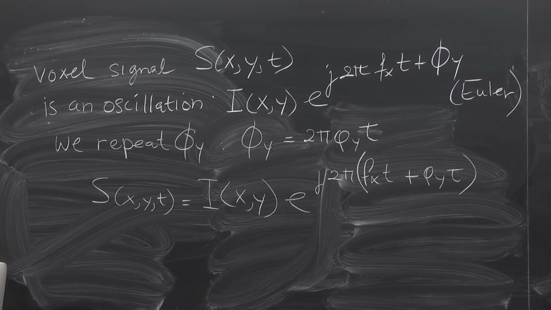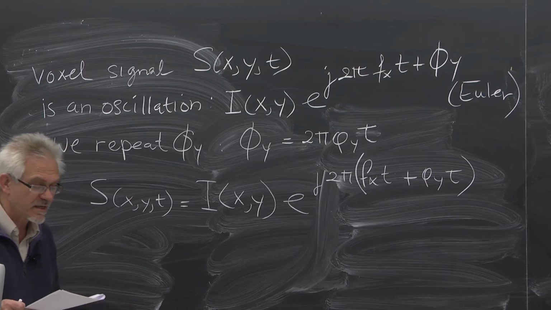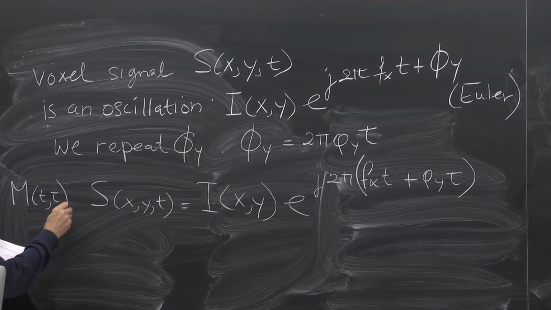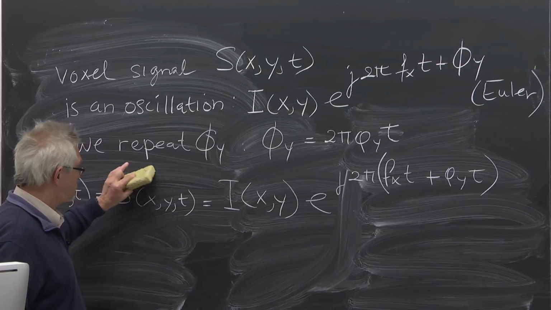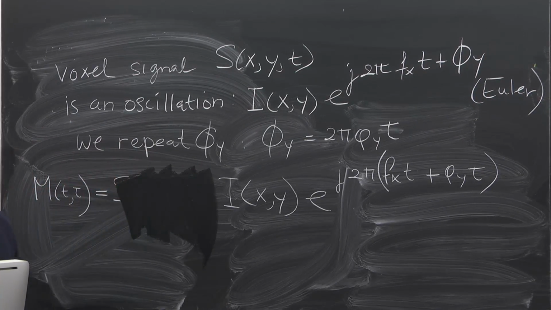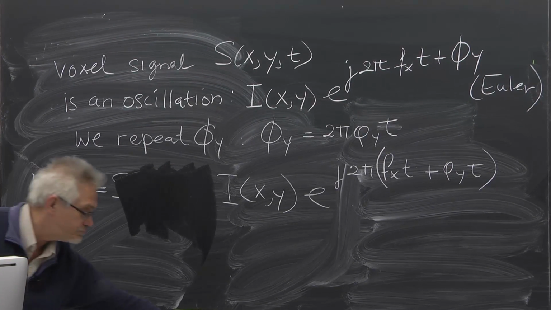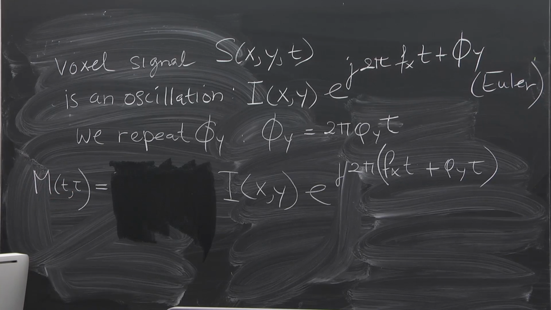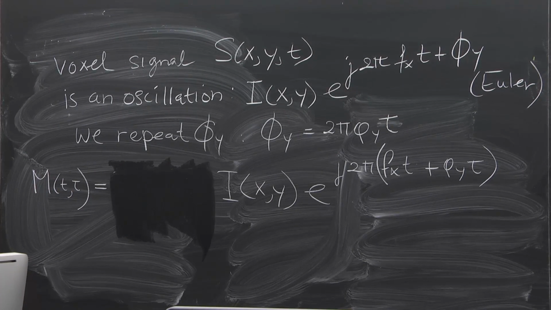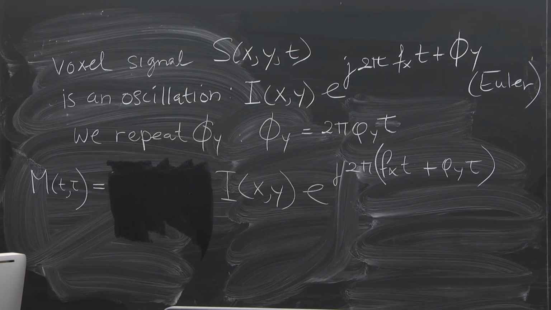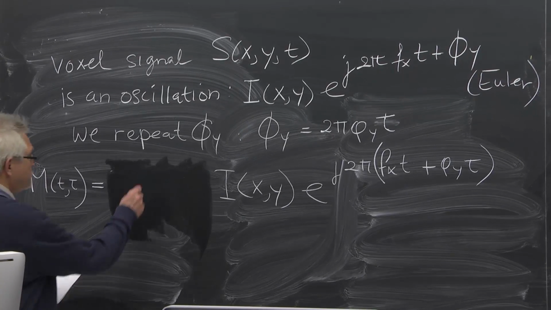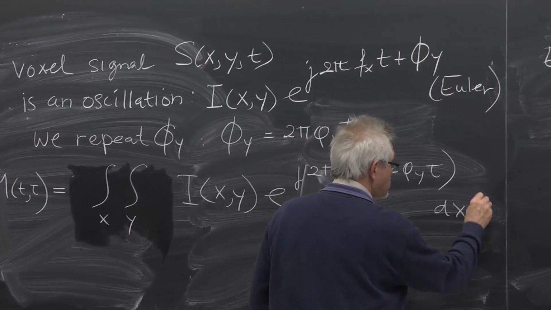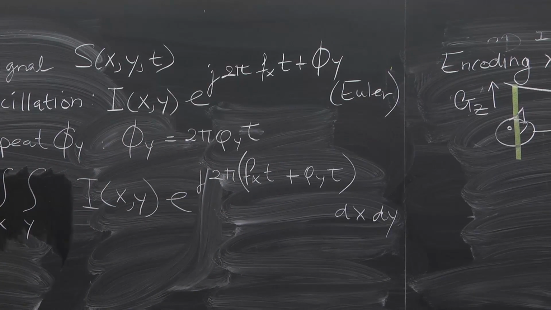So what do I need to do in order to represent my measurement over time, over the two time scales, t and tau? Well, at a given t and tau, my measurement is going to consist of the contribution of all the x's and all the y's in the voxel. So I'm going to have to integrate over x and y. And there we go. That's our measurement.